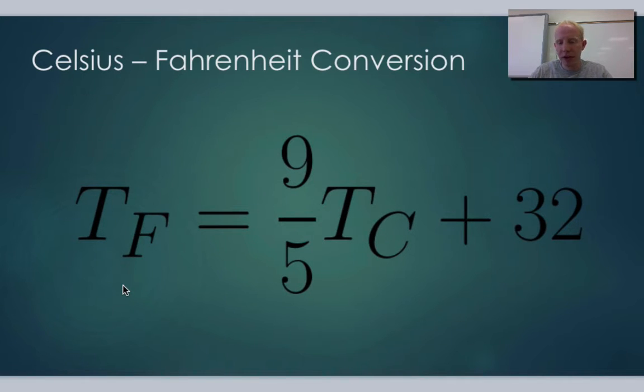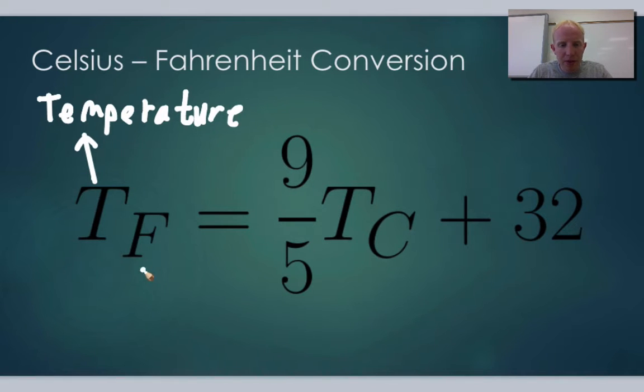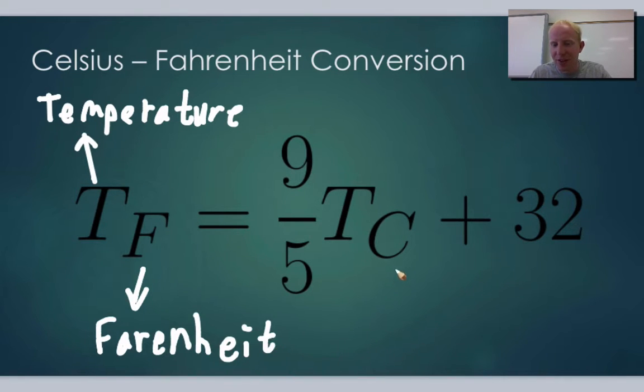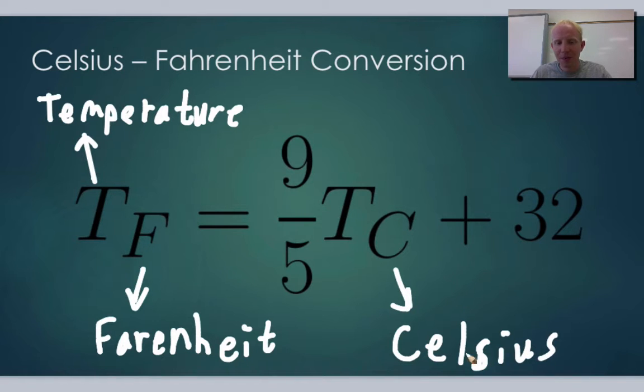The temperature in Fahrenheit is equal to 9/5 times the temperature in Celsius plus 32. T is always temperature, capital T, and F is always Fahrenheit. I can never remember how to spell Celsius, forgive me if that's wrong. Anyway, the temperature in Fahrenheit equals 9/5 times the temperature in Celsius plus 32.